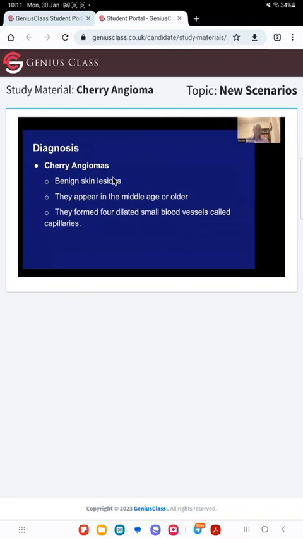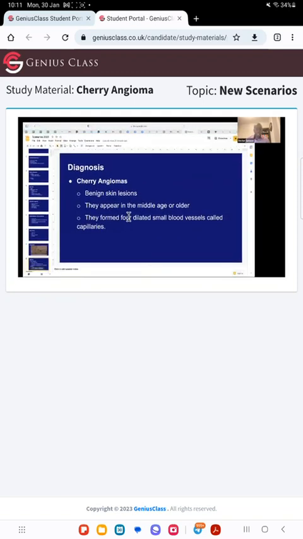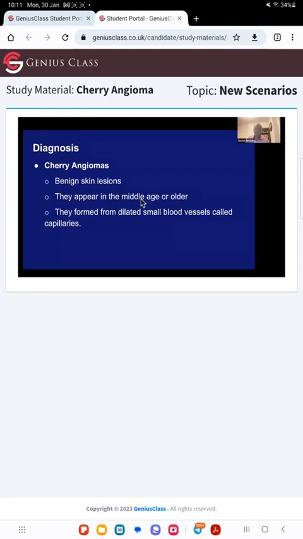For the diagnosis, after we looked at the lesions, explain to the patient he has got what we call cherry angiomas. Remember, it's not only one; it's several. These are benign skin lesions. They appear in the middle age or older, so 50 years and above usually. They are formed from dilated small vessels called the capillaries. It's a dilatation of the small vessels, in particular the capillaries. That's what forms the cherry angiomas.